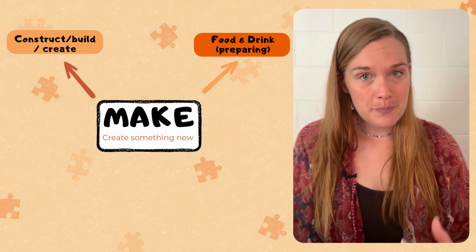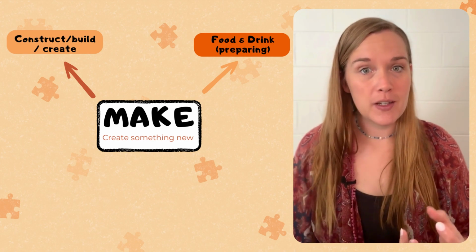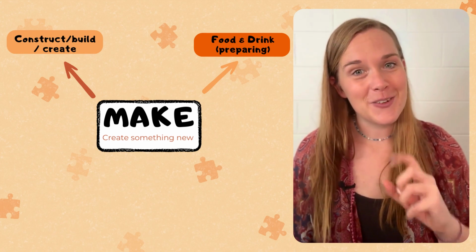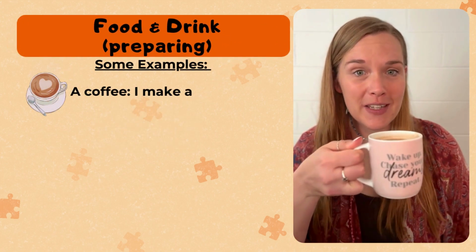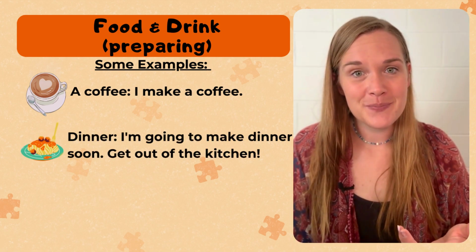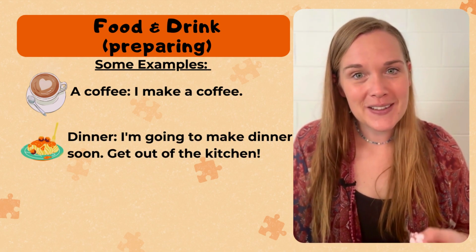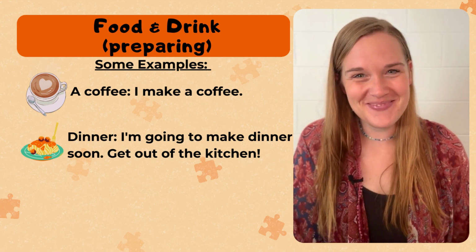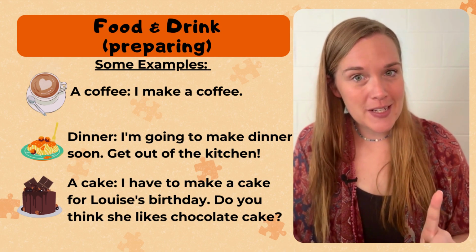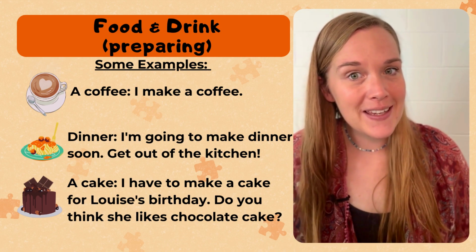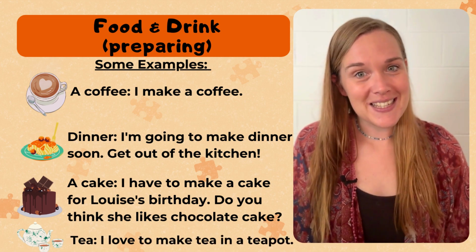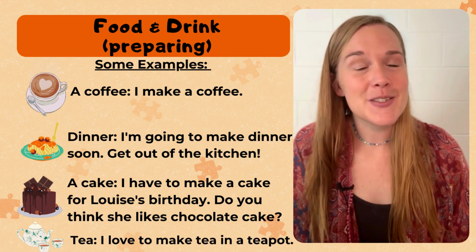We also use make for food and drink when we are preparing the food and drink. For example, a coffee. I make a coffee. Dinner. I'm going to make dinner soon. Get out of the kitchen. A cake. I have to make a cake for Louise's birthday. Do you think she likes chocolate cake? Tea. I love to make tea in a teapot. So British.